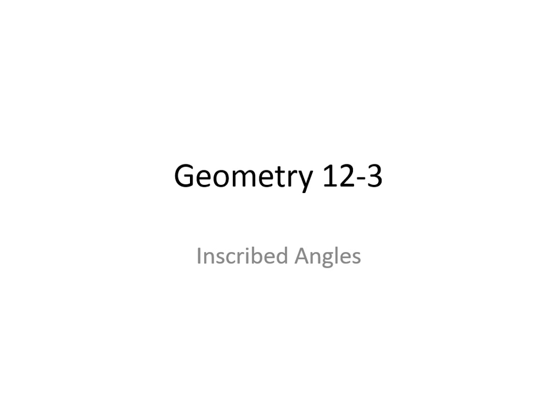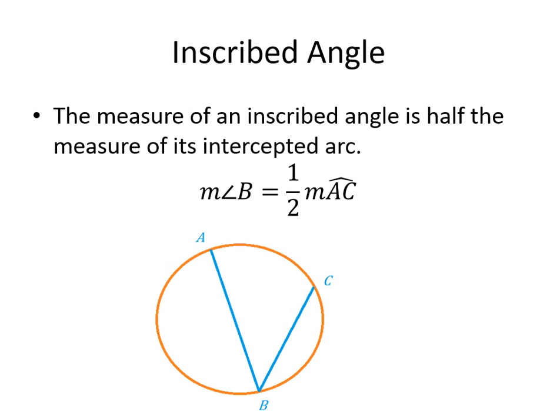Alright, Chapter 12, Section 3, Inscribed Angles of Circles is what we're going to be looking at. An inscribed angle is an angle whose vertex is on the circle. So it's on the circle, not just inside the circle. In this case, angle ABC would be an inscribed angle.